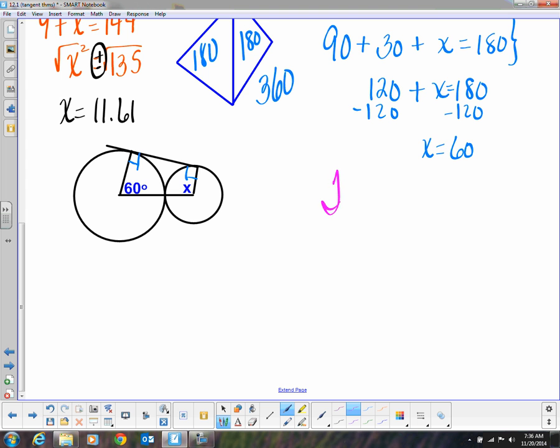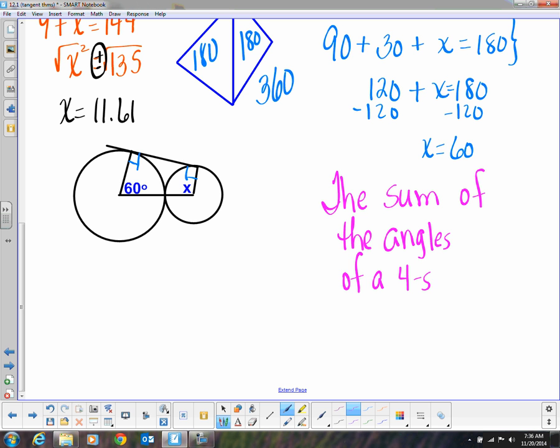All right, so the sum of the angles of a four-sided figure. Anybody know what the sophisticated word for that is?